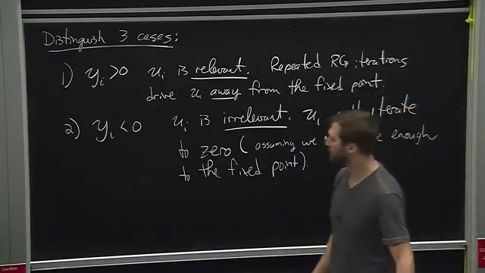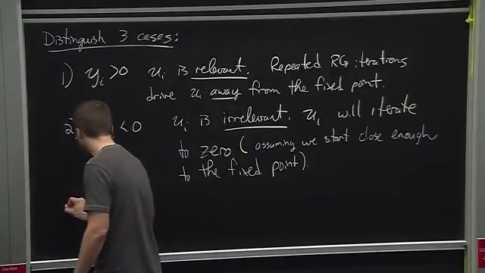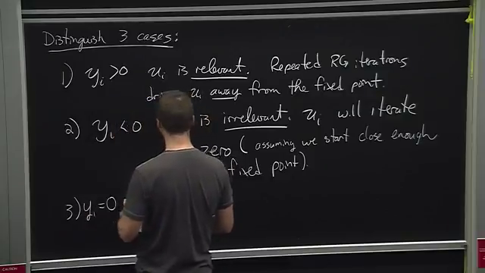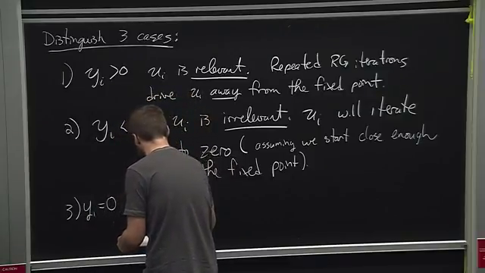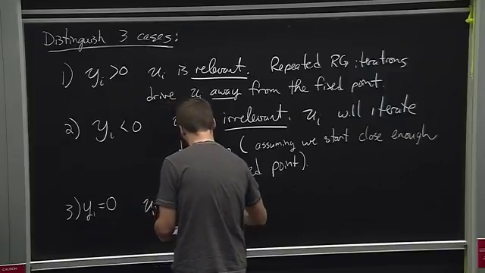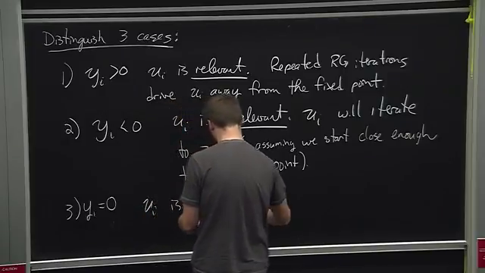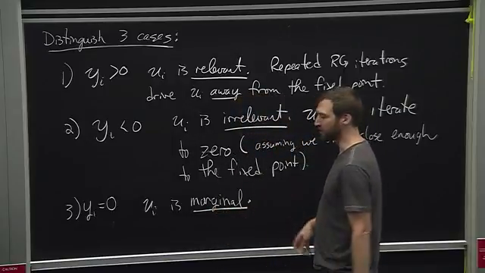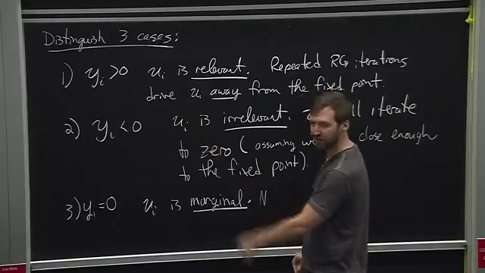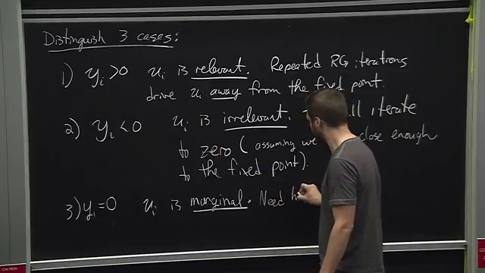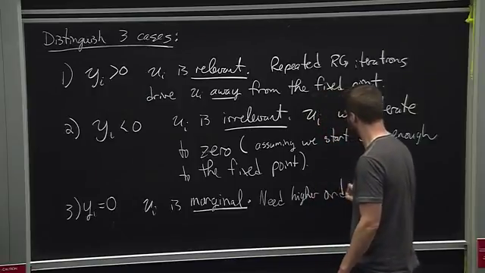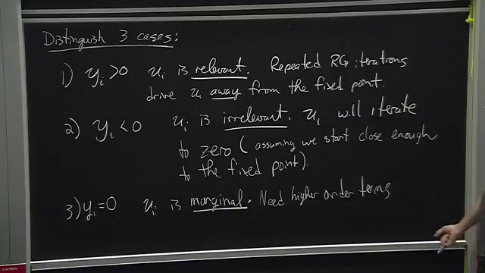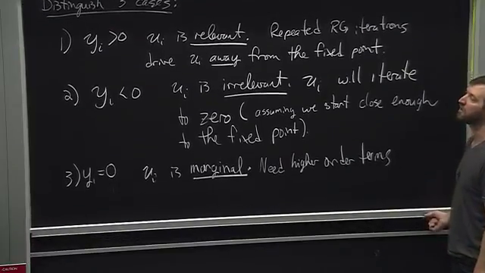There's also the case where y can be 0, which is called marginal, which means it's not so easy. You basically need higher order terms in the Taylor expansion to tell you what's going on. I don't think we'll deal with marginal relevance in this class too much.